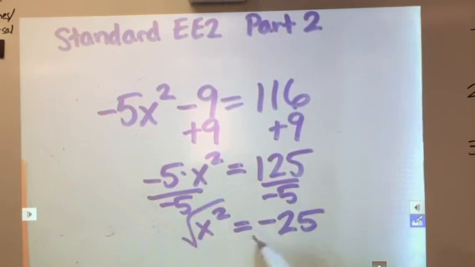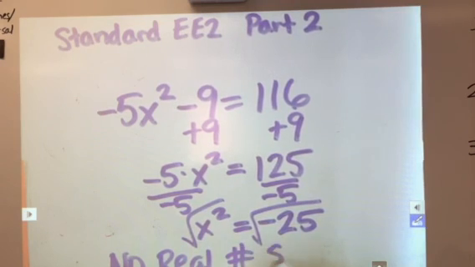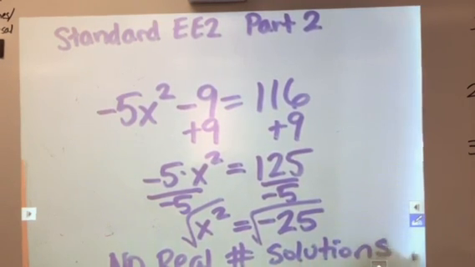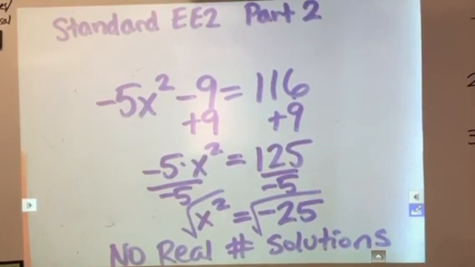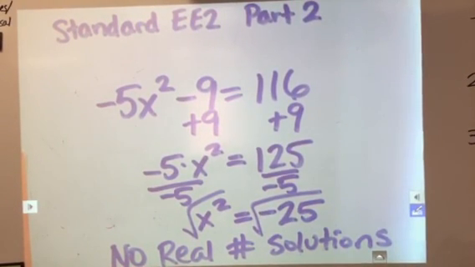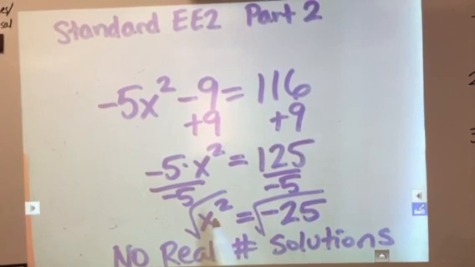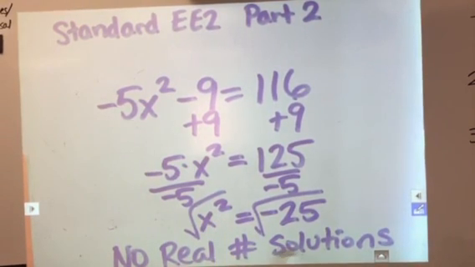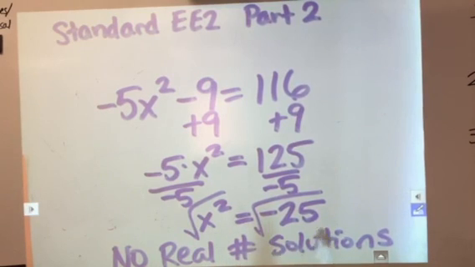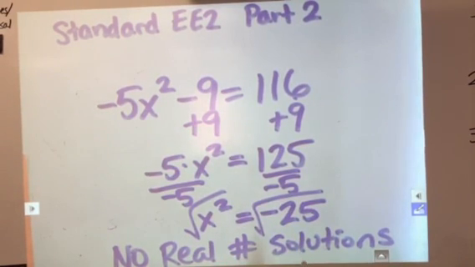I can take the square root on both sides, or I know already that x squared cannot equal a negative number. I cannot take the square root of a negative number. That would not be a real number. So my final answer here is no real number solution. There's no real number that will be substituted to make this a true statement. Remember, x squared equations could have 2 solutions, 1 solution, or no real number solutions. x cubed equations always have 1 solution. Good luck!